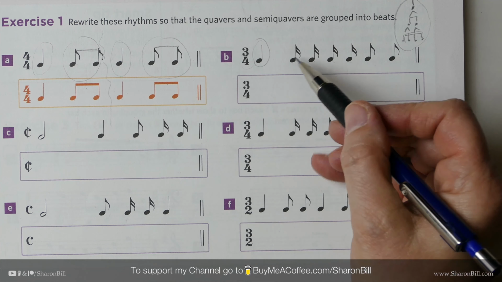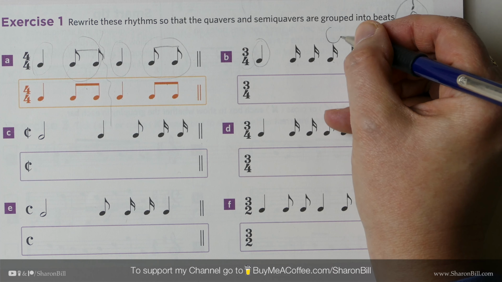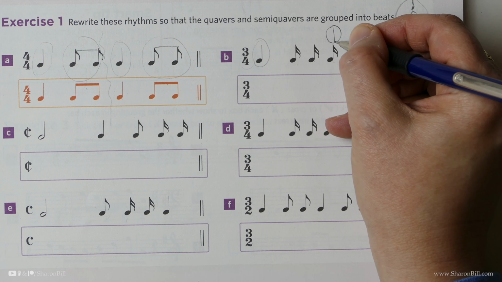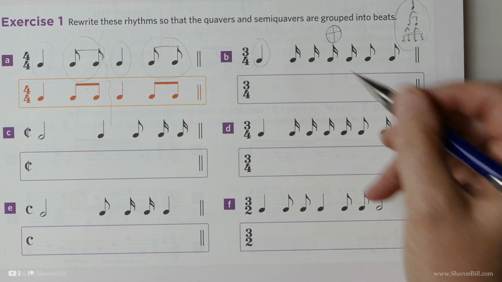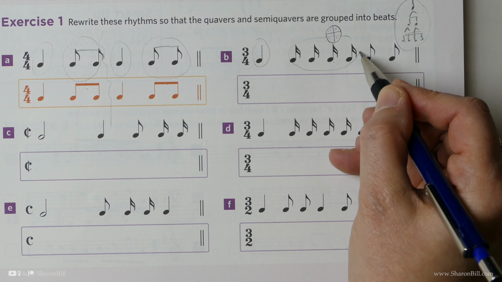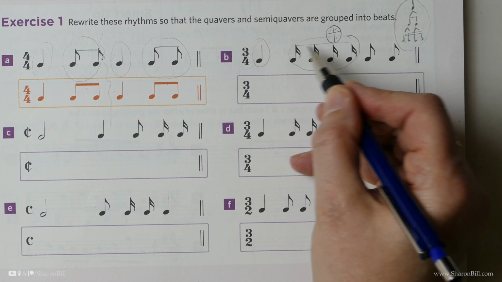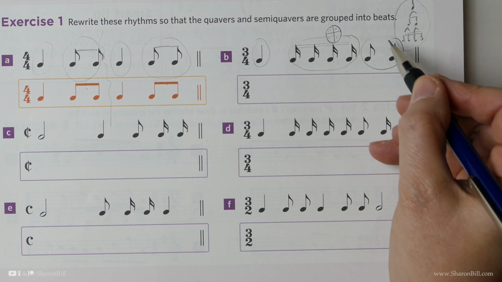So 4 semiquavers, or we could think of it, if this helps your maths a little bit, there's a crotchet beat, 2 halves, 4 quarters of a beat makes a whole. So all of those give us beat 2. So we would need to group those together, and then these final 2 quavers will give us beat 3.